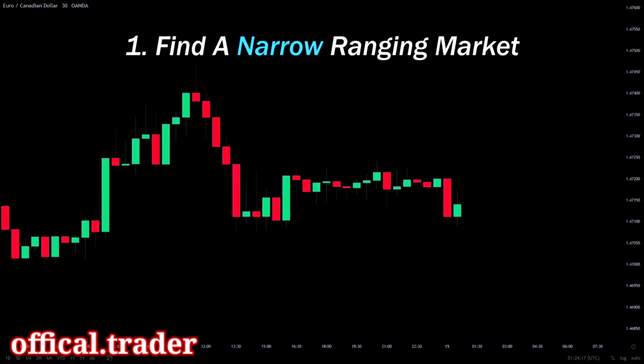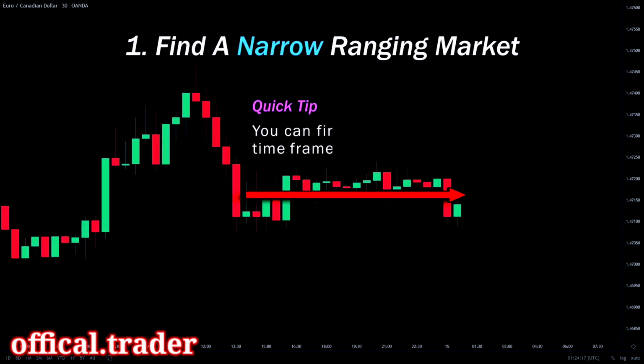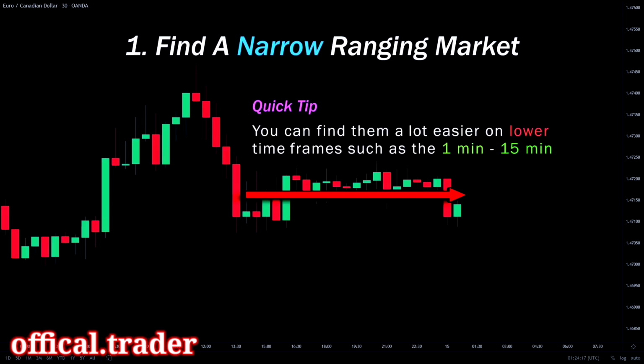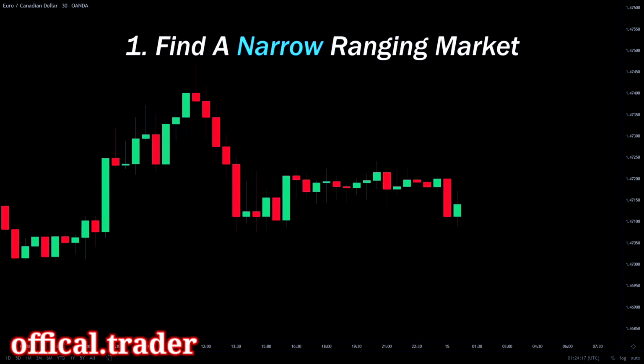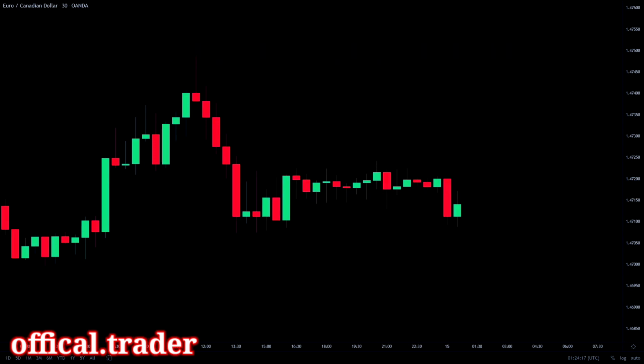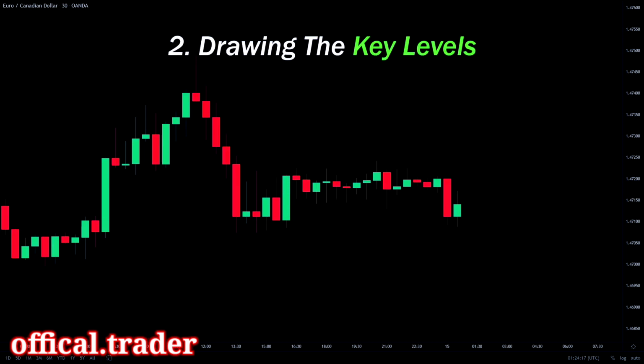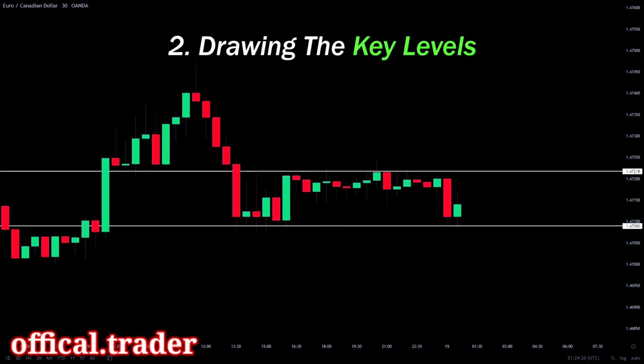The first step is you want to find a narrow ranging market, which can be identified by multiple small candles moving sideways erratically like this. And a quick tip, you can find them a lot easier on lower time frames such as the 1 minute to 15 minute time frame. Now, once you've identified a narrow ranging market, the next step is drawing the key levels. And so you want to draw a level of resistance above and a level of support below here.